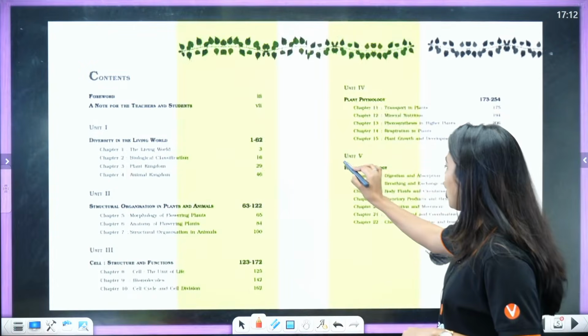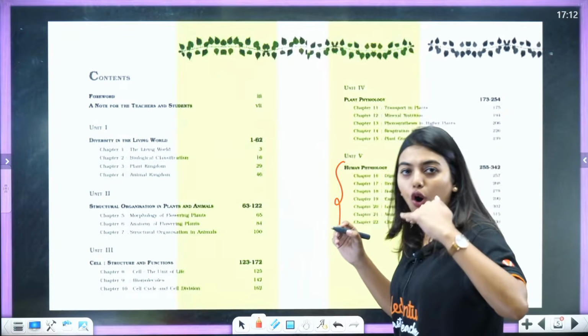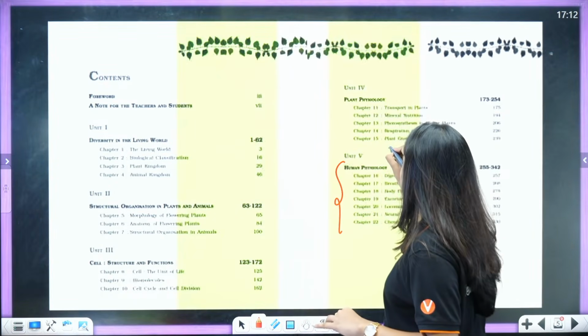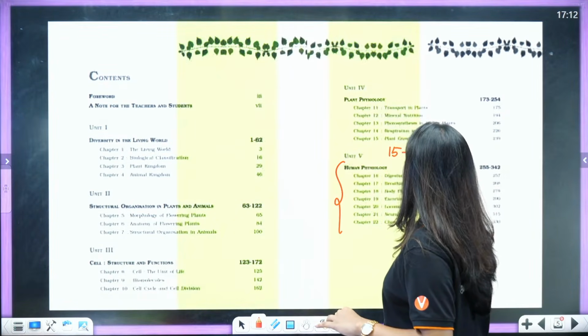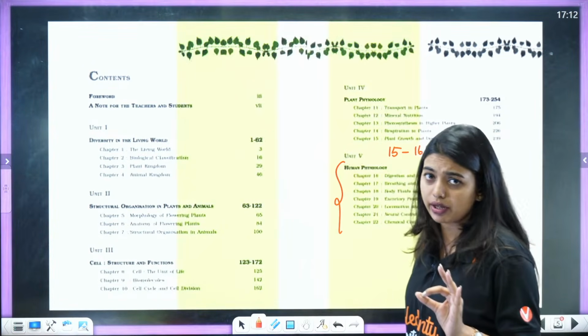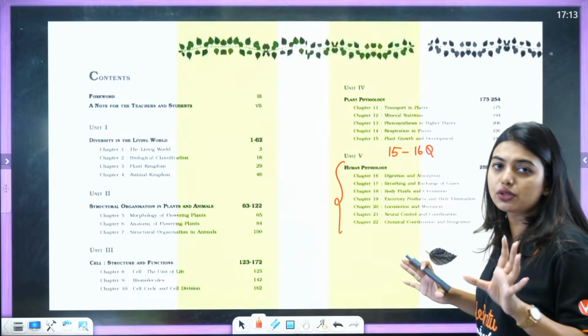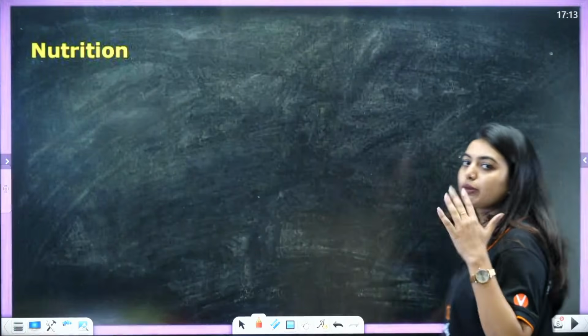So students, all of you should know human physiology is the most important concept. From all the years analysis, we get simply 15 to 16 questions from this chapter. Targeting this chapter alone will give you 15 to 16 questions, okay? So this is what I'm going to teach you in this class.